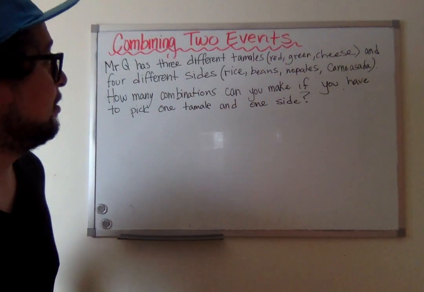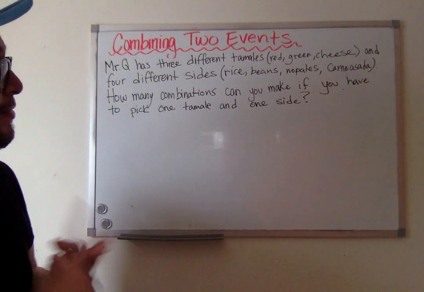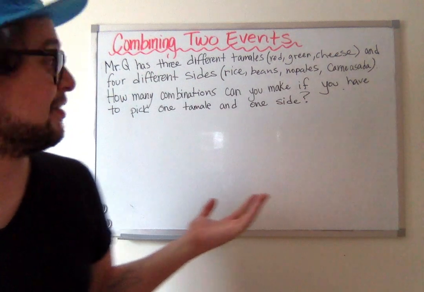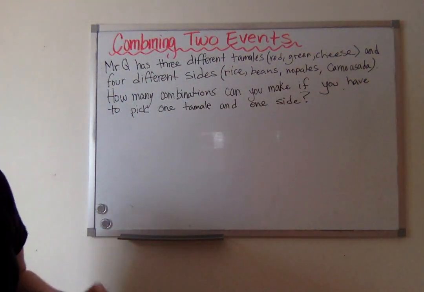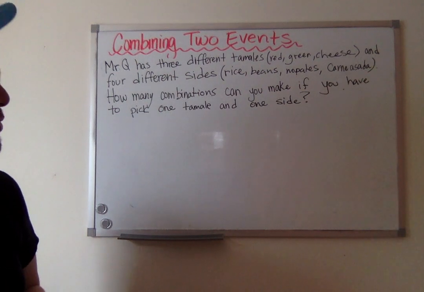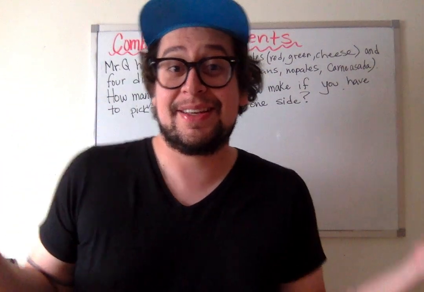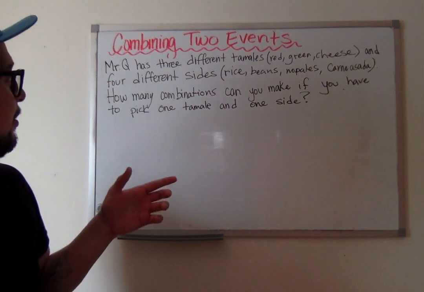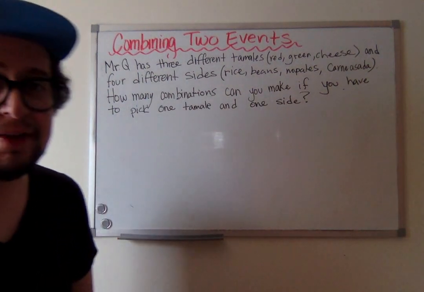Mr. Q has three different tamales: red, green, and cheese. You know I love the rajas. It's just a fact, man. And four different sides: rice, beans, nopales, and carne asada. I couldn't really think of a fourth one, so I just put carne asada because I like carne asada. And then how many combinations can you make if you have to pick one tamal and one side?